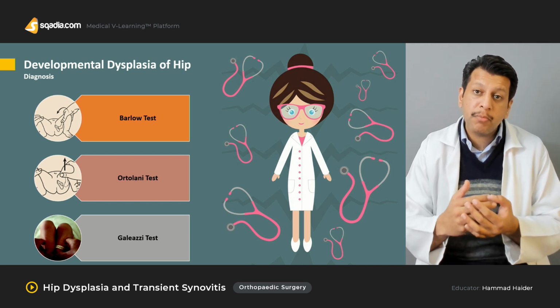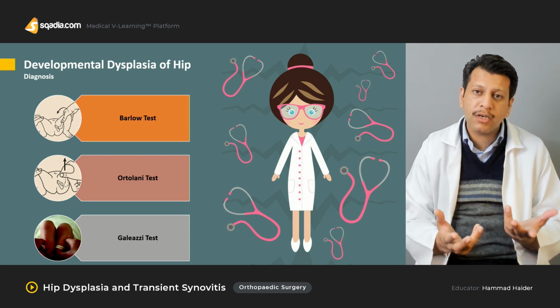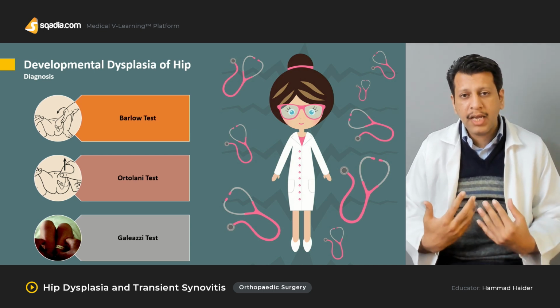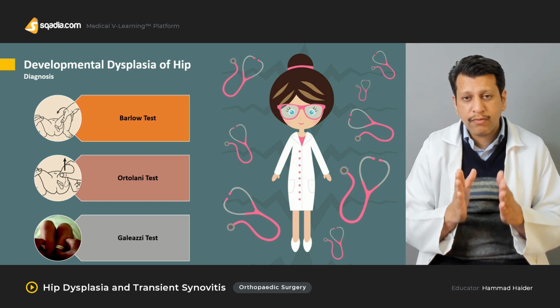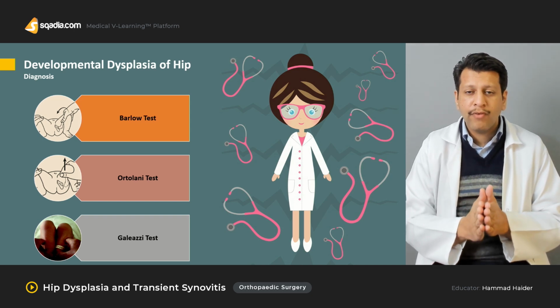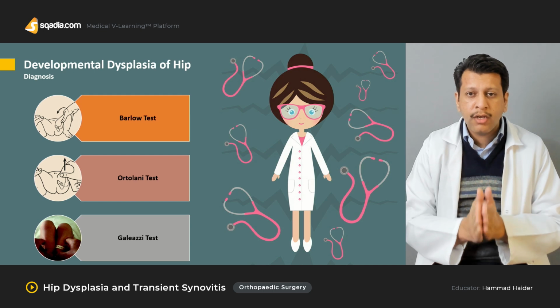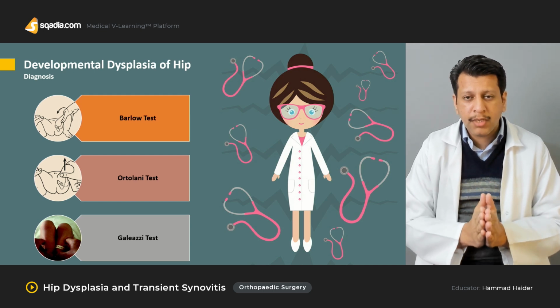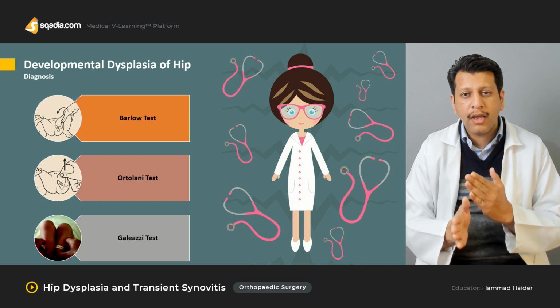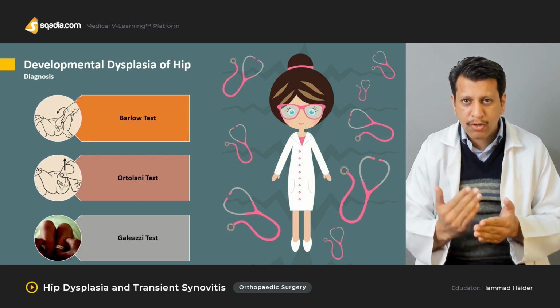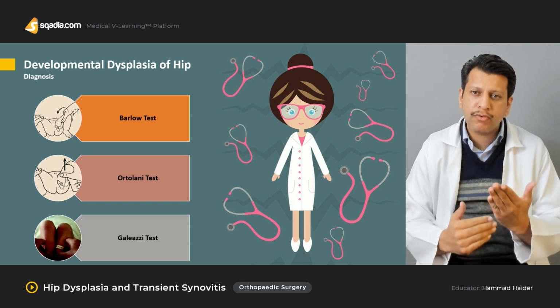One limb may appear slightly shorter as compared to the other side. When that happens, you have to judge clinically whether this shortening is due to a problem at the tibia or a problem at the femur, and if it's at the femur, is it below the level of the trochanter or above the level of the trochanters.